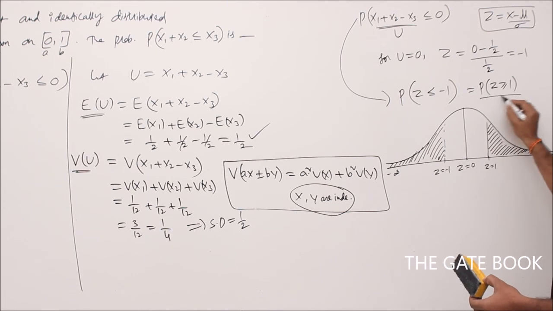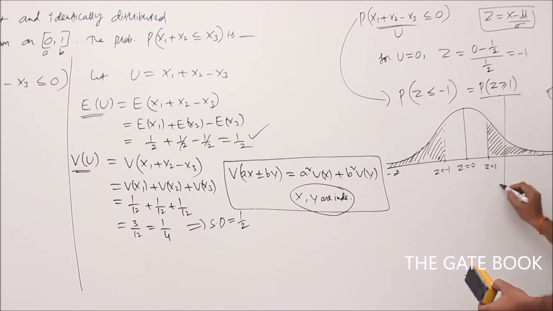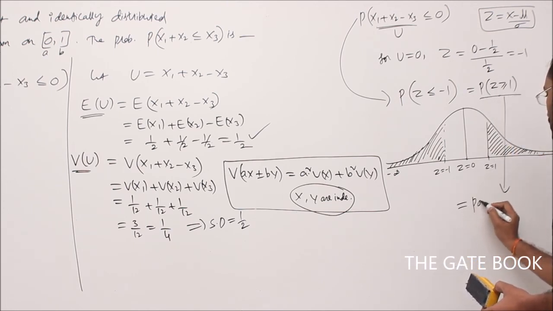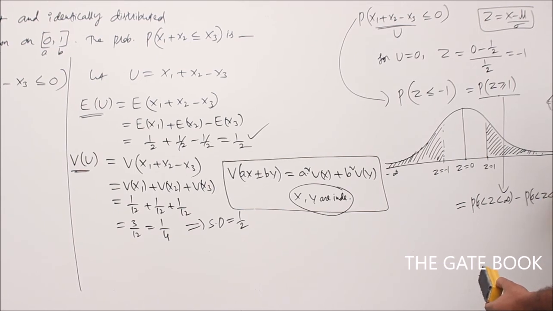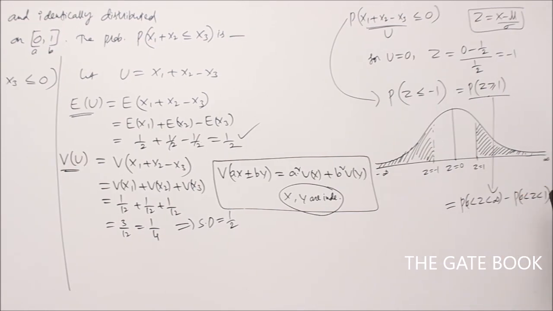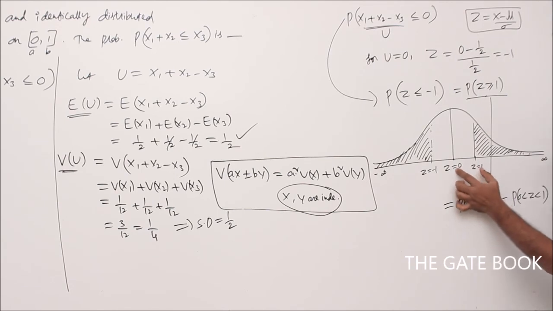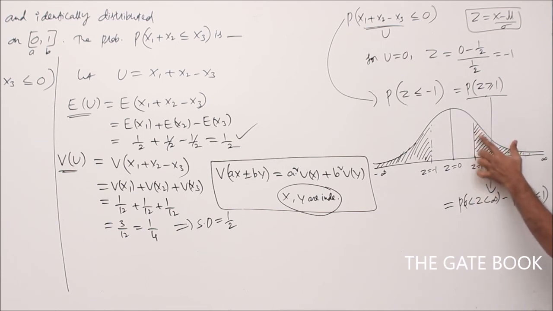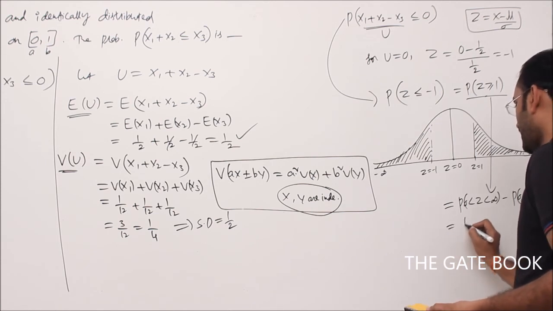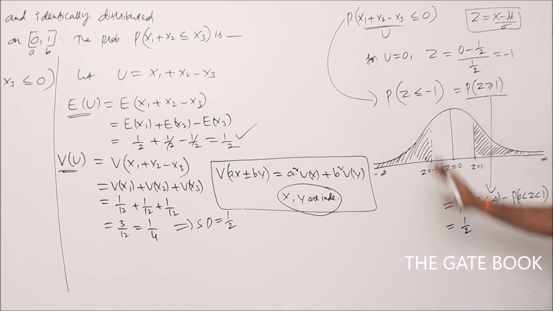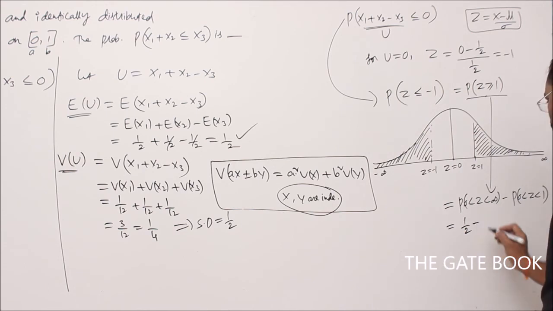So to find this area, I can write it like this: P of 0 less than z less than infinity minus P of 0 less than z less than 1. So I am subtracting the 0 to 1 area from the 0 to infinity area. Then we get this shaded area. The 0 to infinity area is 1 by 2, that is half of the total area, so it is 1 by 2 minus the area between 0 and 1.